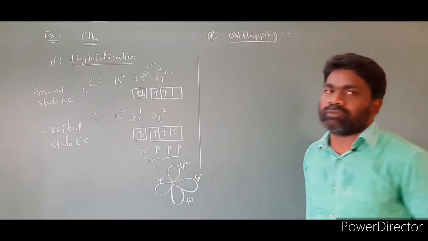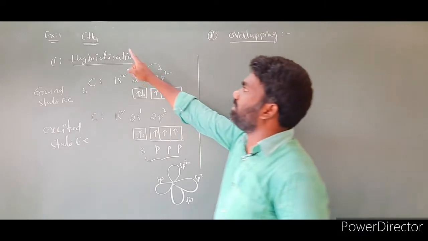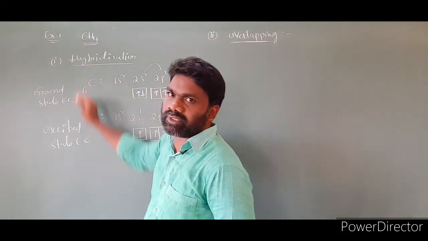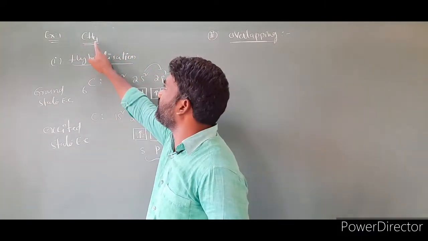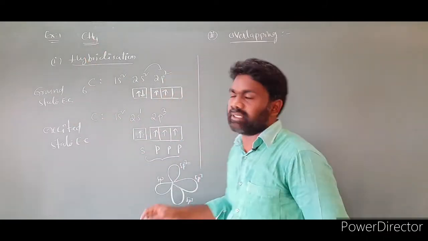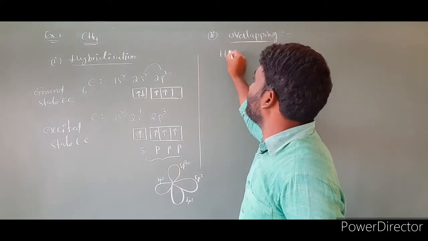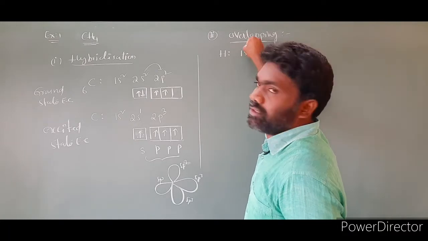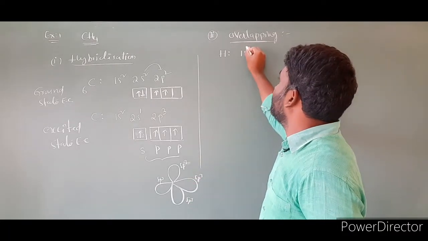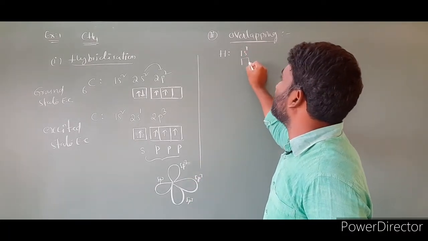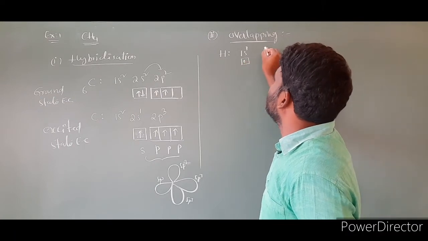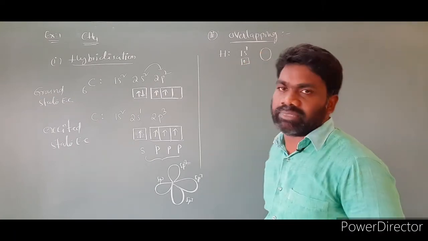So in overlapping, first, what are the other atoms we have? For the central atom we already applied hybridization. The remaining atoms are hydrogen, so take them. How many hydrogens? 4. Its configuration is 1s1, so only one s orbital is there, and its orbital diagram is like this, with only one electron.